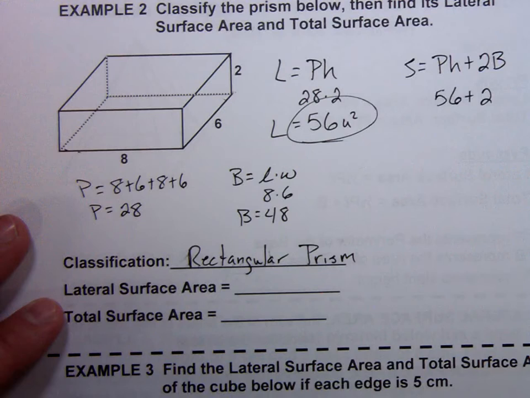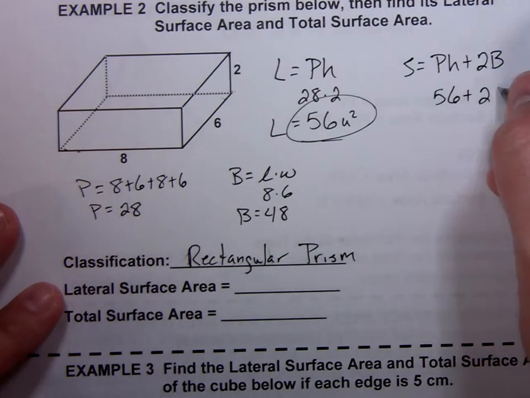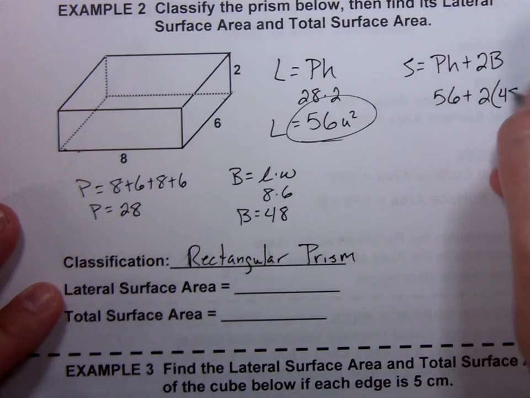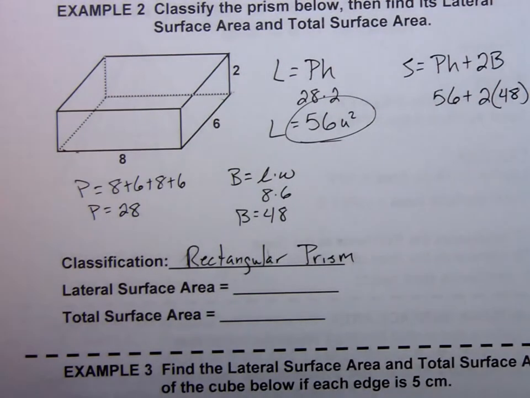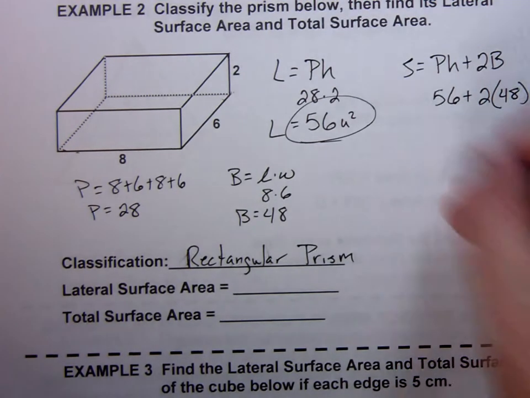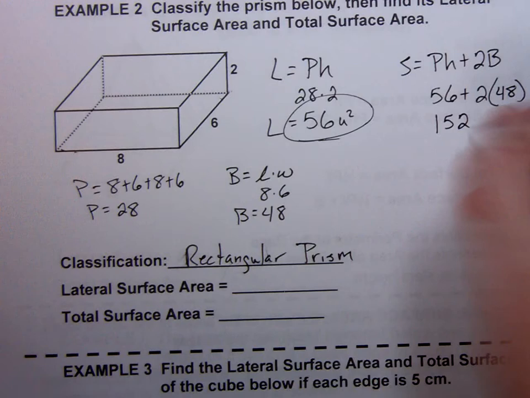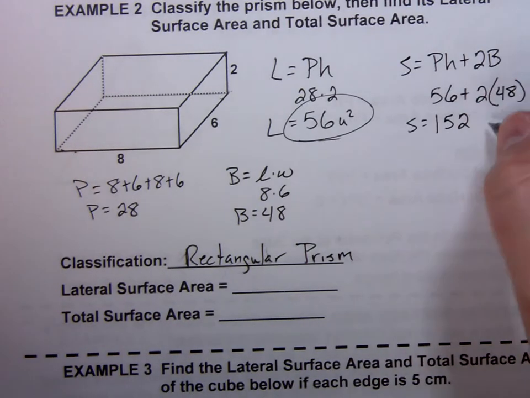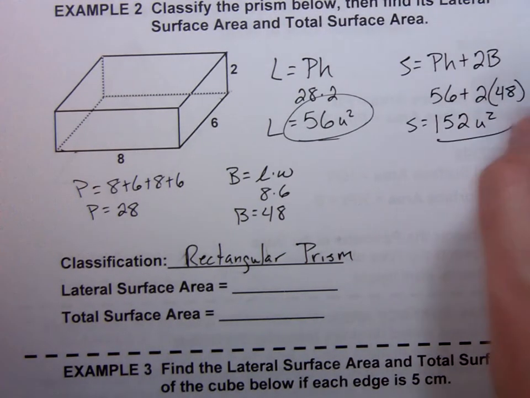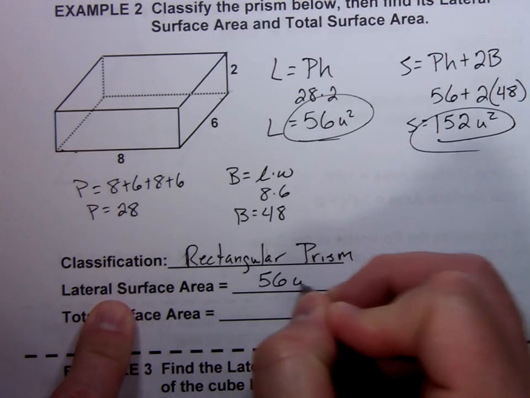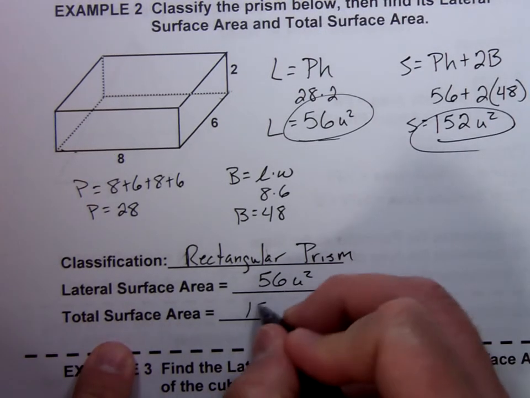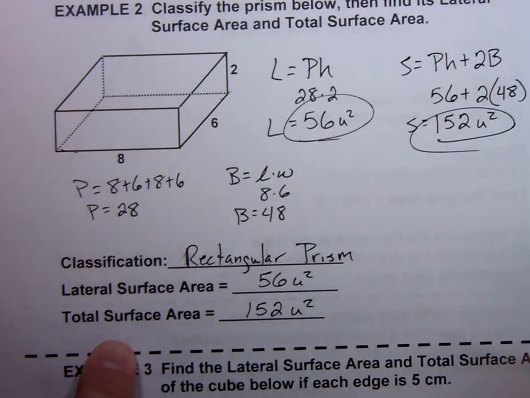So now that I know that the area of the base is 48, I just substitute that in over here in place of big B. Big B represents area of the base. And now I have everything I need. So we got 56 plus 2 times 48. And that should give you 152. So the total surface area is 152 units squared. Lateral surface area, 56 units squared. Total surface area, 152 units squared.